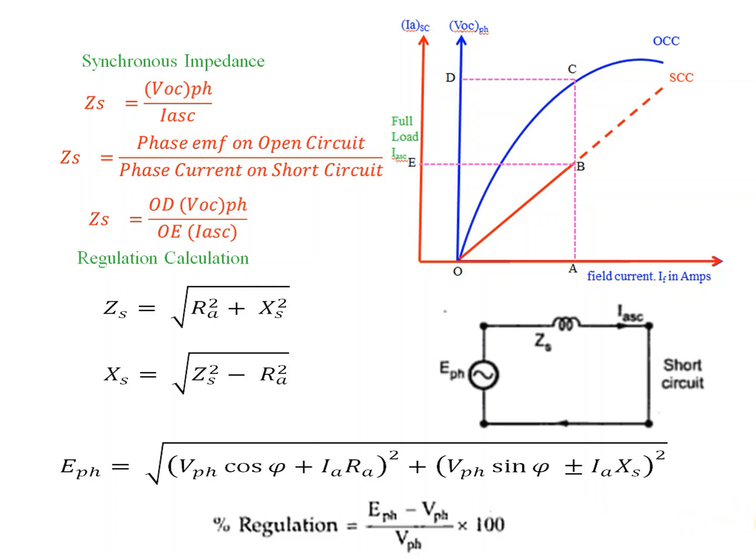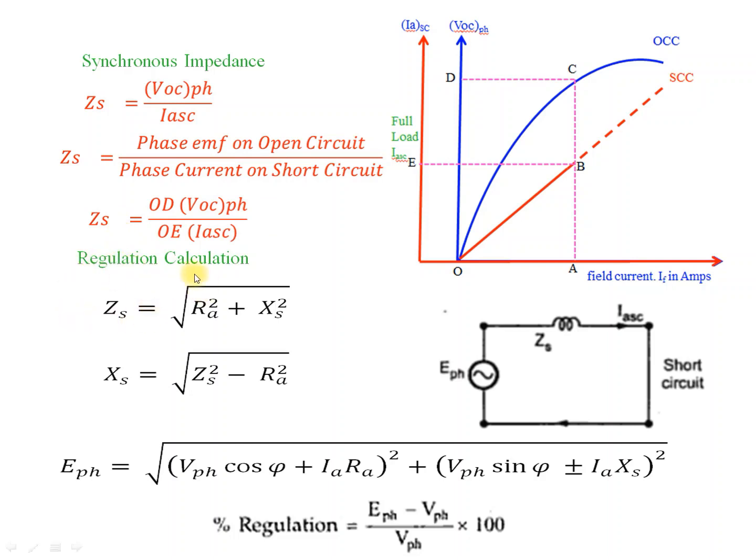Also, if we get the ZS value at the saturation point, then that ZS value will be called the saturated ZS value. The ZS value which we get at the saturated point will be somewhat lower than the ZS value which we get from the unsaturated portion. We need to keep that concept in mind.